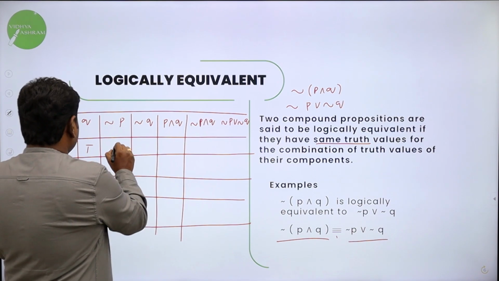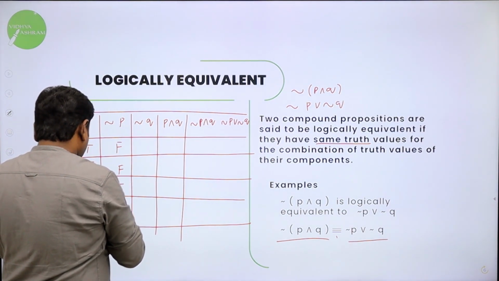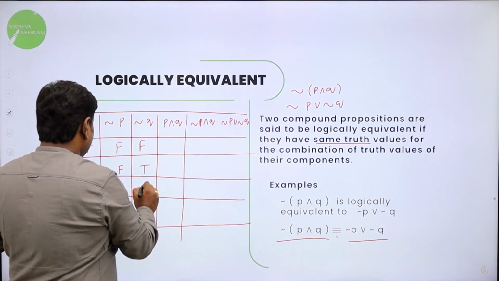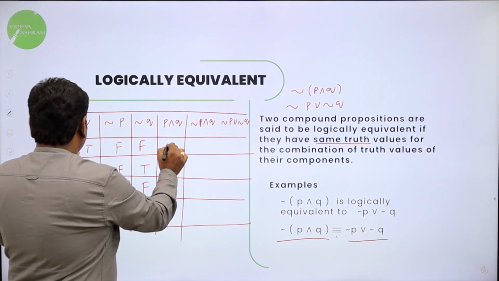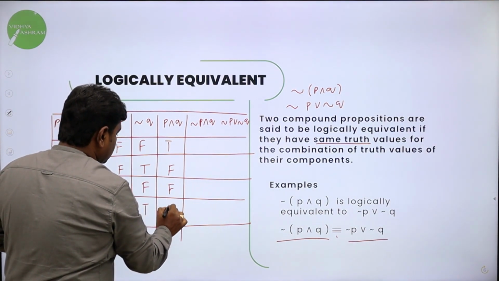Now not P means what? False false true true. Not Q means what? False true false true. Now P and Q means true true, AND operation, if any one statement is false, result is false.